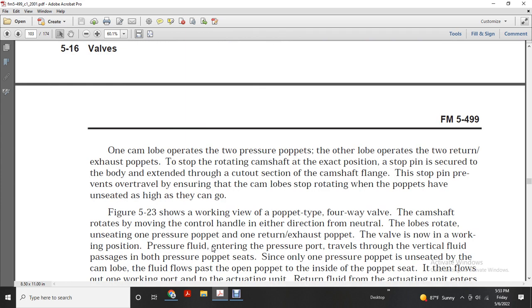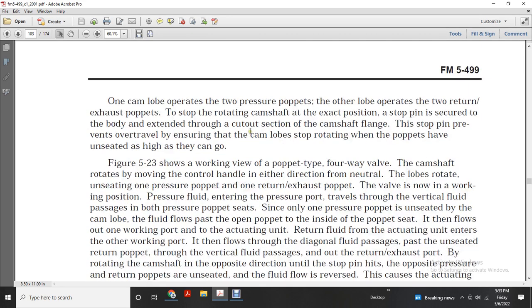One cam lobe operates the two pressure poppets, and the other lobe operates the two return exhaust poppets. The tops of the poppets rotate with the camshaft in an exact position and are secured with the body. The cutout section of the camshaft and the trim of the cam lobe prevent the poppets from rising as high as they can go.